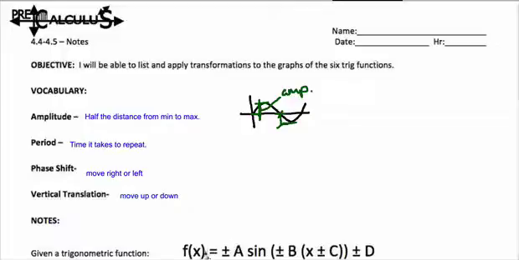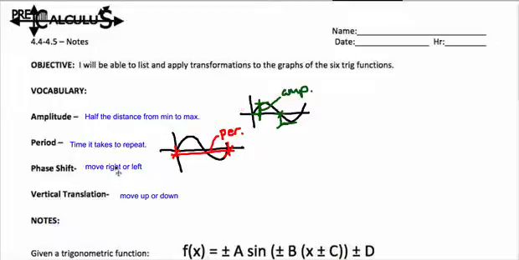Period is the time it takes to repeat. So with all of our functions, they repeat at some point. So for instance, the sine wave repeats. This would be the period. So from here to here is our period. Okay, a phase shift moves the function left or right, so just like a horizontal transformation, and the vertical shift moves it up or down.